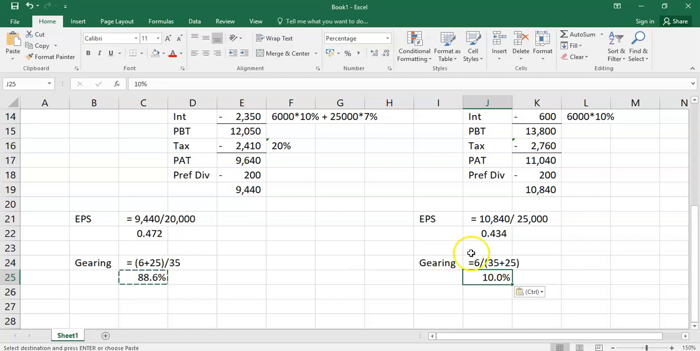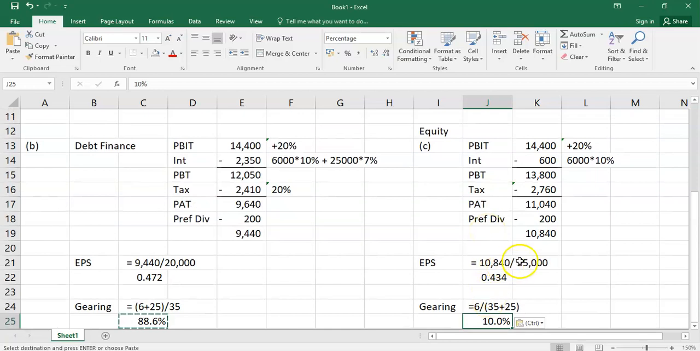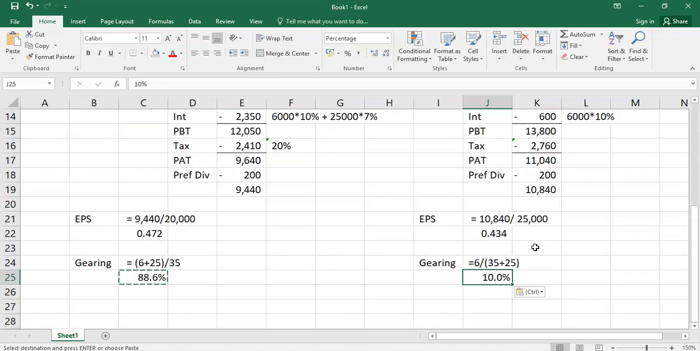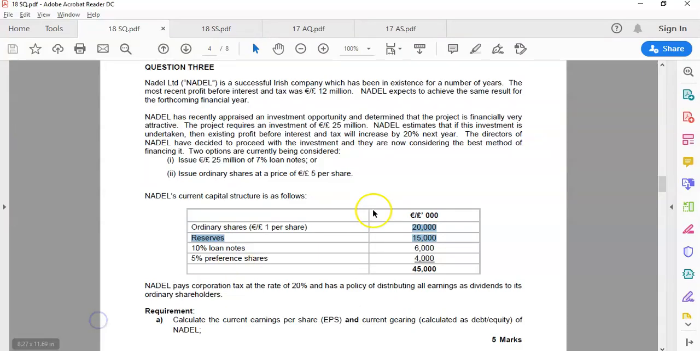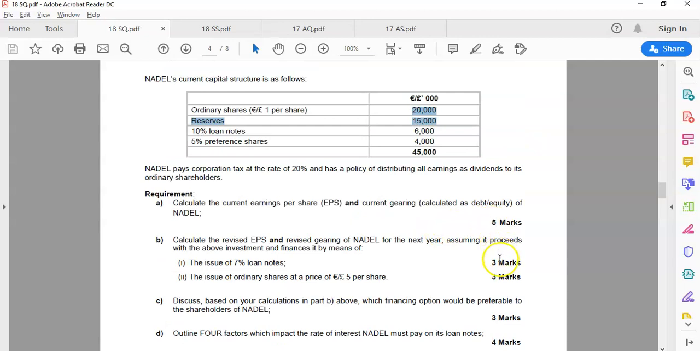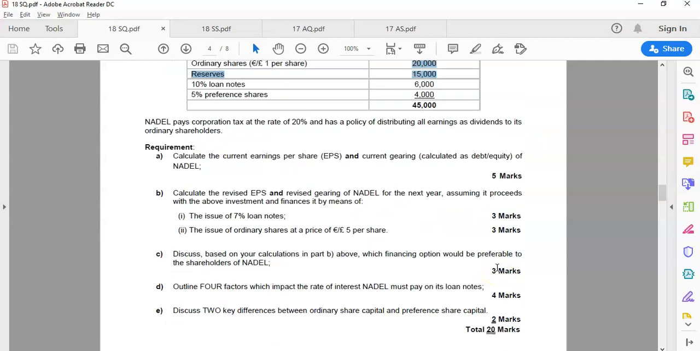So much less risk when you take on equity, but you do have dilution of control. You now have new shareholders coming in, and they now own 5 million of the 25 million shares. So they own 1/5 of the business. So there is a dilution of control. So that's your first protocol there for 5 marks, and then for another 6 marks, 11 marks overall, is calculate earnings per share and gearing 3 times. The current one and the revised one, depending on what capital structure decision or funding decision you take.